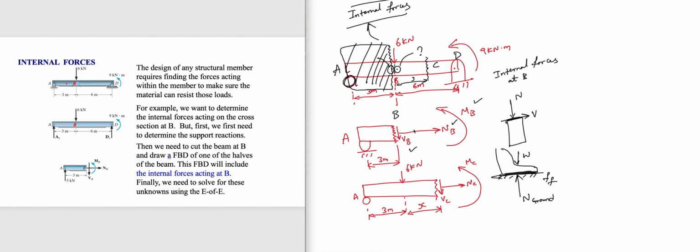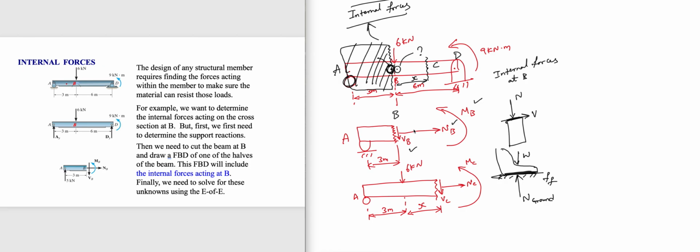Right? You may ask me, oh, then why did we not draw the 6 kilonewton force when we took the section AB? It is because we made a cut slightly to the left of B. We didn't make a cut slightly to the right of B. If we made a cut slightly to the right of B, yes, we would also have to consider the 6 kilonewton force. But in this case, I took a cut slightly to the left of B.